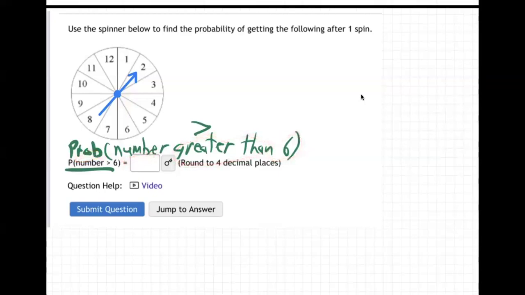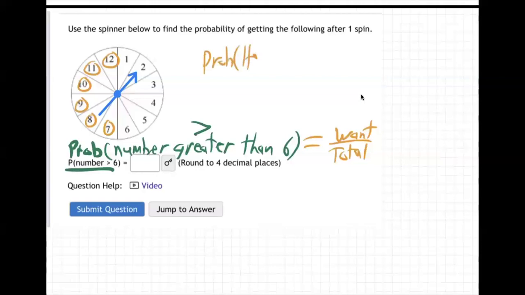Well, how many numbers are greater than 6? 7, 8, 9, 10, 11, and 12. Those are all numbers greater than 6. Probability is always the number we want over the total number. Just like the probability, if you flip a coin, of getting heads. We all know if you flip a coin, the chance of heads is 50% or 1 out of 2, because that's one thing we want, heads, out of 2 total things that can happen, heads or tails.